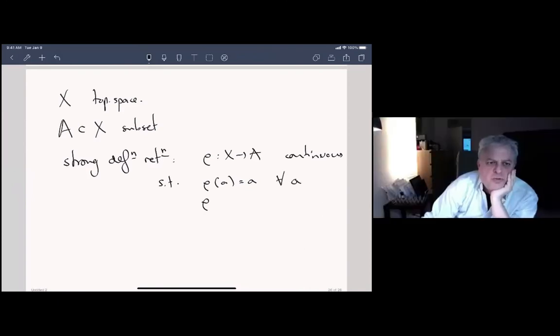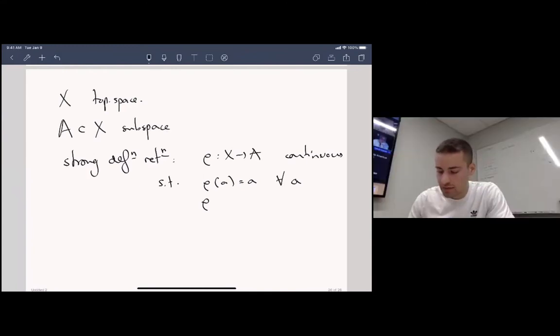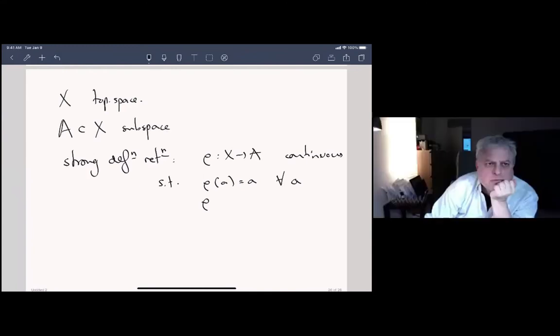Martin, when you say it's continuous, are you giving A the subspace topology? So does A actually have to be a subspace, not a subset? Or what is the topology on A with respect to which the map is continuous? Yes, subspace, sorry. I'm thinking of the subspace topology here.